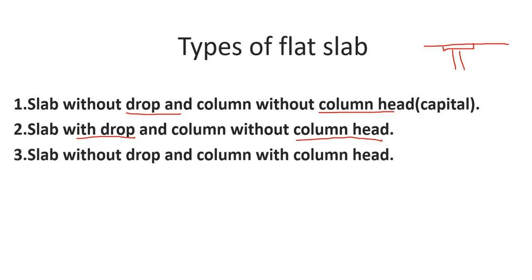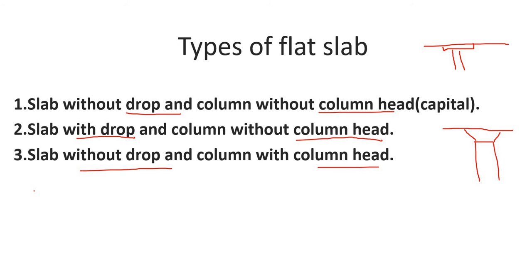The third type is slab without drop and column with column head. That means there is a slab without a drop, but it has a column head. So there is a column head like this, and then we have this column.